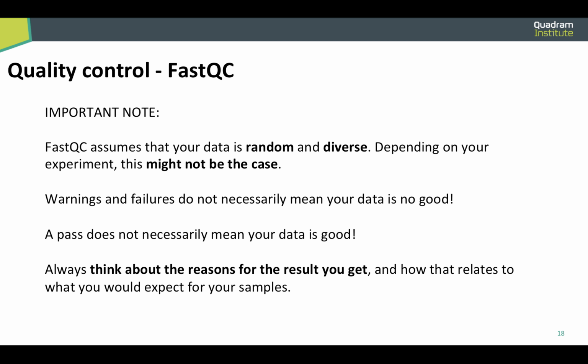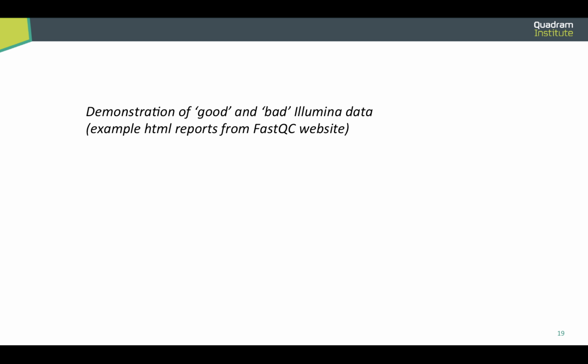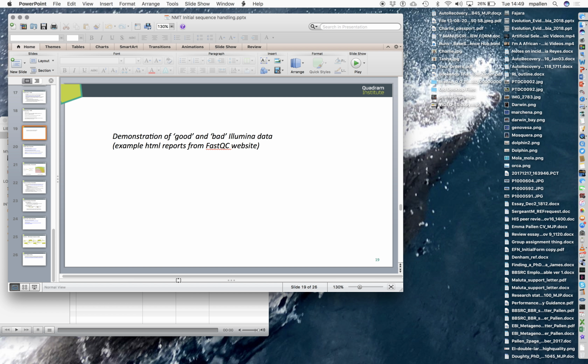And on the other hand, if you get a pass, it doesn't necessarily mean your data is good. So you really need to understand a little bit about what it's looking for and how it makes a decision as to give a warning or a pass. And they give very good documentation as well about how all of this works. So I'll put up a link a little bit later where you can find that. If I just get out of here for a second, I'm just going to show you some examples of the reports that you can get.